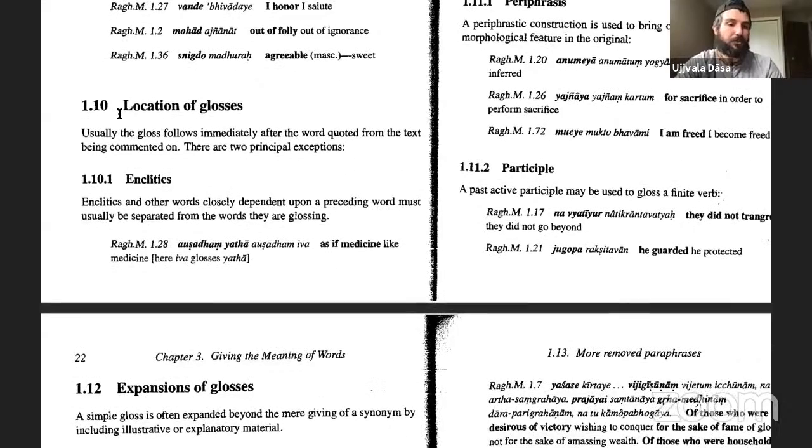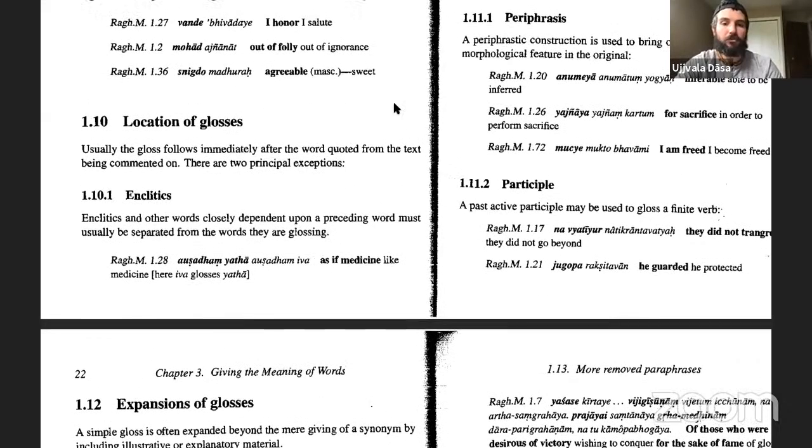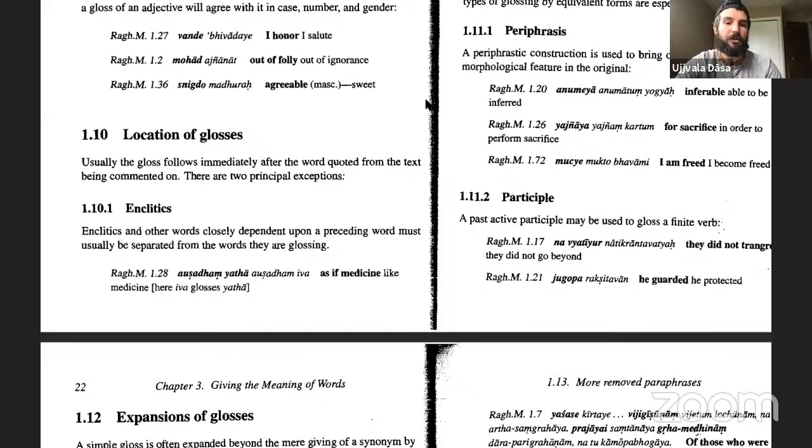Location of glosses. Usually the gloss follows immediately after the word quoted from the text being commented on. There are two principal exceptions. Enclitics and other words closely dependent upon a preceding word must usually be separated from the words they are glossing. Aushadam yata aushadam iva, as if medicine, like medicine. Here iva glosses yata. So they're saying, he didn't say aushadam yata iva. He had to put aushadam again, so he glossed the whole term like that. Aushadam yata means aushadam iva.